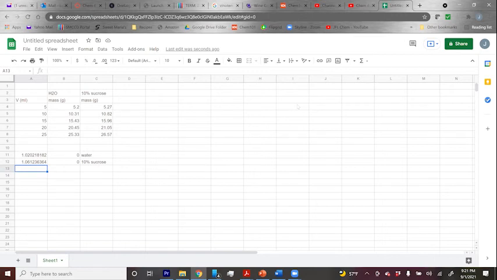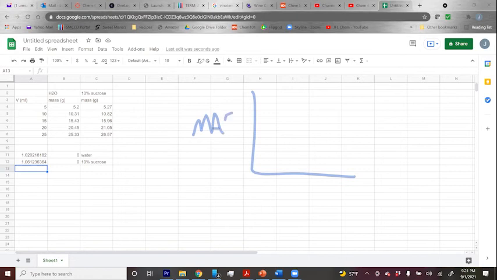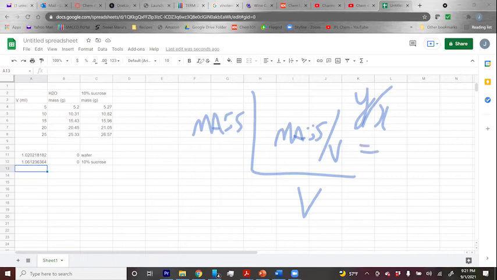Because remember, since this is going to be mass, and this is going to be volume, and the slope of the line is y over x, then the slope of the line is going to be mass over volume. And what is that? That's density.